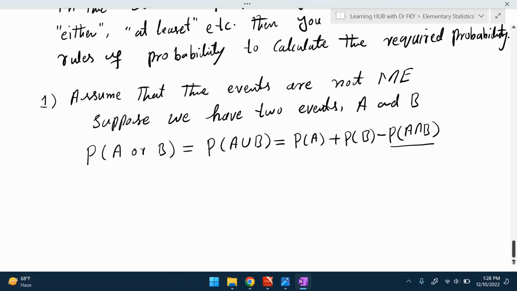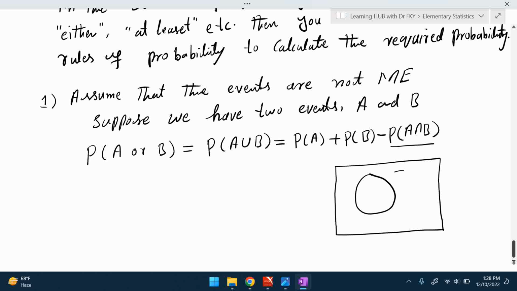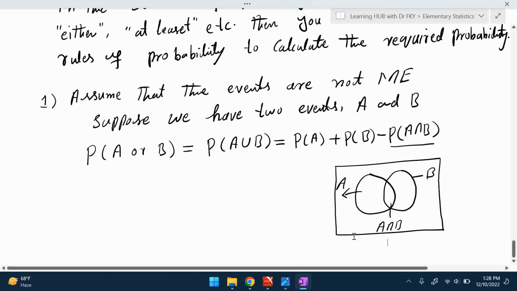Let's draw a diagram for two events which are not mutually exclusive. Event A, event B, A intersection B. So this means that in additive rules, when the statement is like this, about which I mentioned three words in the statement, if one of those words is given, then you can use additive rules of probability.